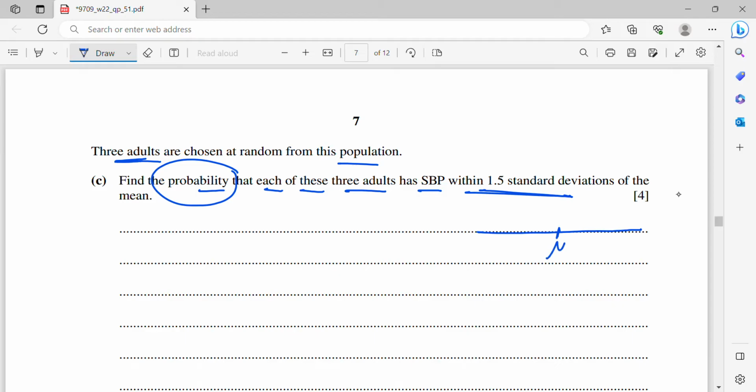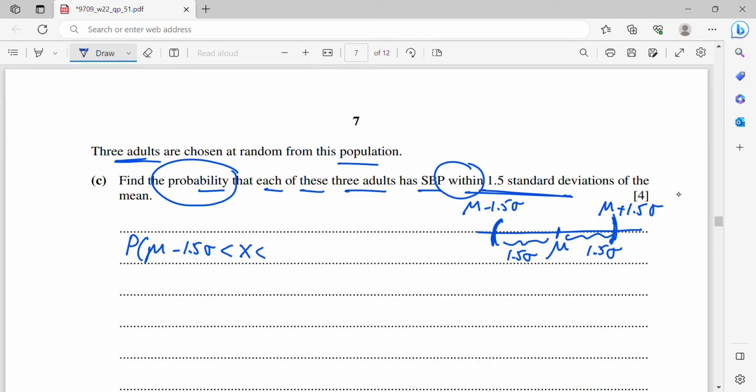So it means that, let's say this is the mean. So here is 1.5 standard deviation. Then on the right hand side, 1.5 standard deviation because it's mentioned within. So this value is going to be mu minus 1.5 standard deviation, and this value is going to be mu plus 1.5 standard deviation. So now your calculation is P(X between mu minus 1.5 standard deviation and mu plus 1.5 standard deviation).